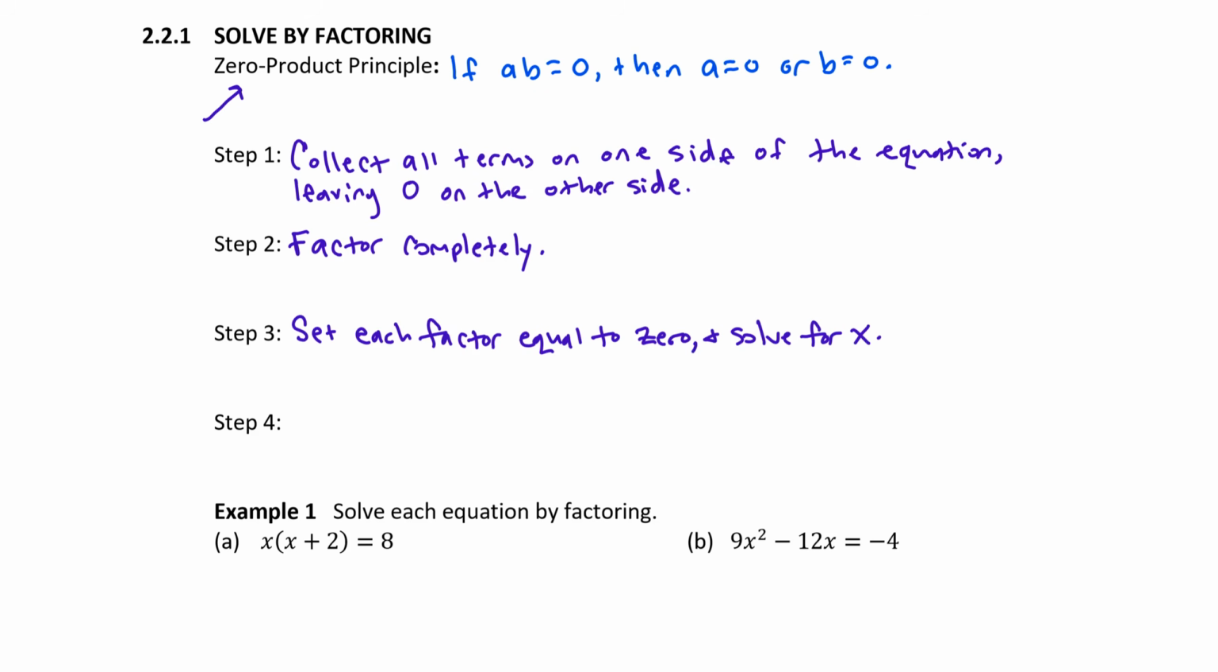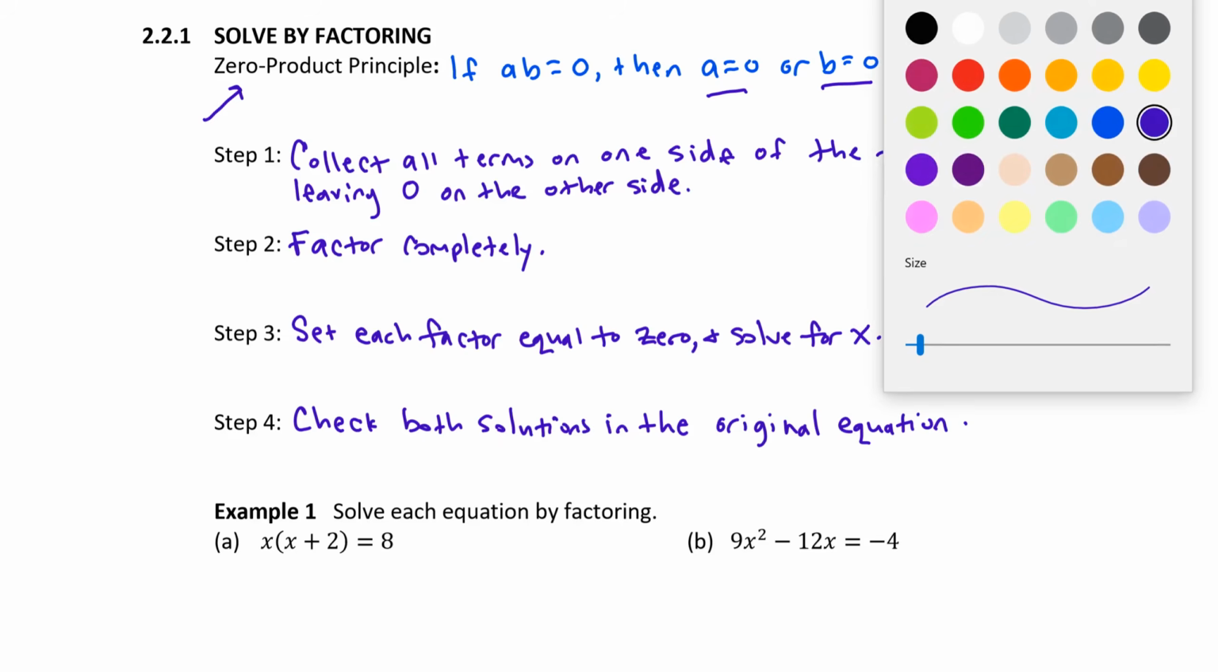So at step 2, we're going to have two factors multiplied equal to 0. Employing our zero product principle, we're going to set each factor equal to 0, and this is going to create two little linear equations, and we're going to solve those by isolating x. That's going to give us two solutions. Step 4, check both solutions in the original equation.